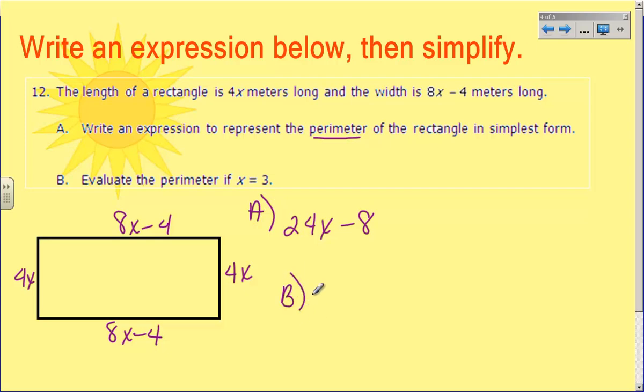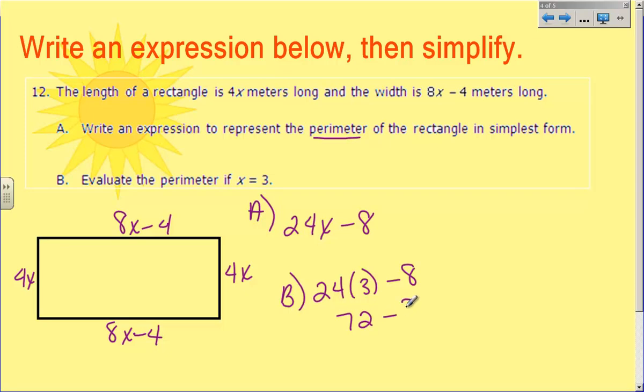Now to answer part B, we're going to just evaluate it. It says evaluate if x is 3, so we're going to plug that in. So I'm going to do 24 times 3 minus 8. Well, 24 times 3 is 72, and 72 minus 8 happens to be 64. What that tells me is that if x equals 3, the perimeter of this rectangle is 64 meters. So that's the answer to part B.